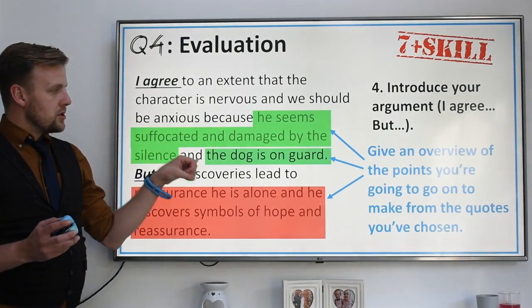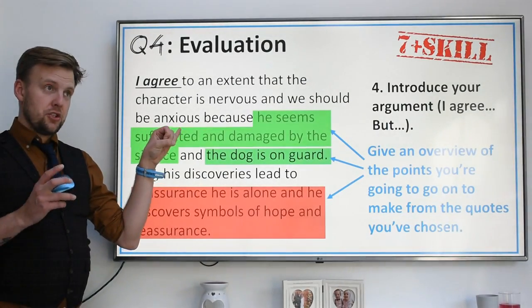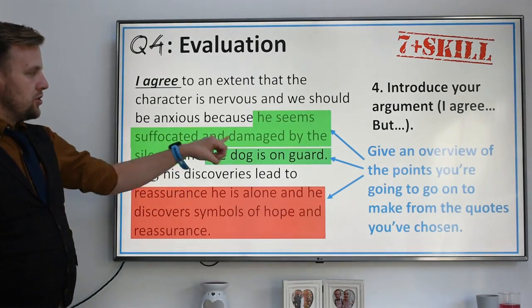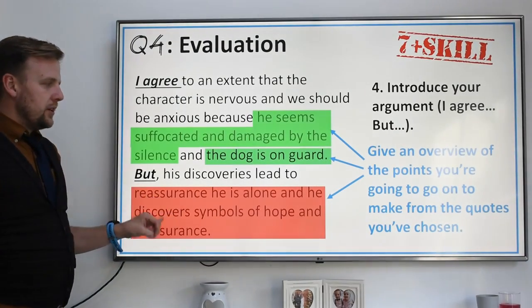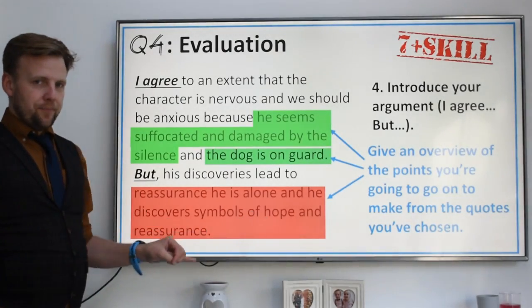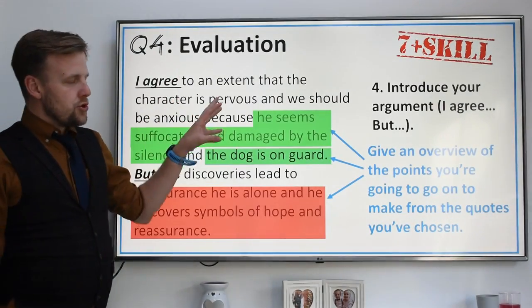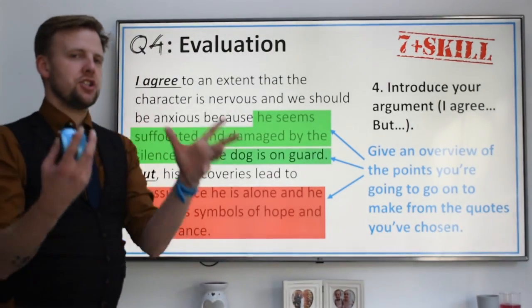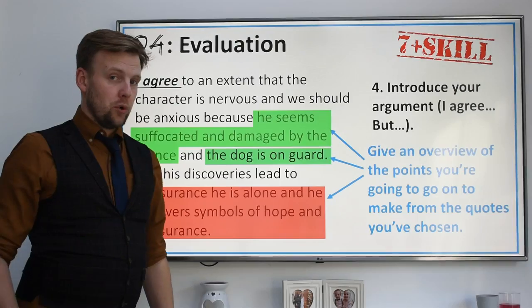Because of those quotes I found that show that we agree that he's nervous and that we should be anxious, those are the points I'm going to make. And the final point I made about the moonlight, well, that shows that there's a symbol of hope. So your introduction should read a bit like a thesis. It should read a bit like a summary of the points you're going to go on to make.